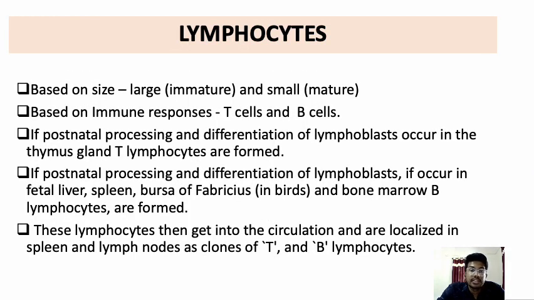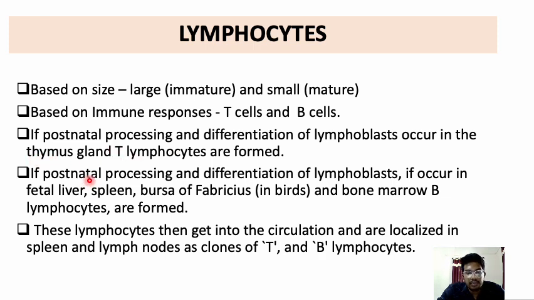Next, very important WBCs are the lymphocytes. The lymphocytes can either be T lymphocytes or B lymphocytes based on the immune responses or based on their sizes. They can be large, which are immature, and small, which are mature. After birth, the postnatal processing and differentiation of lymphoblasts, the precursors of lymphocytes, if it occurs in the thymus gland, it is called T lymphocyte, capital T, T lymphocyte for thymus gland.